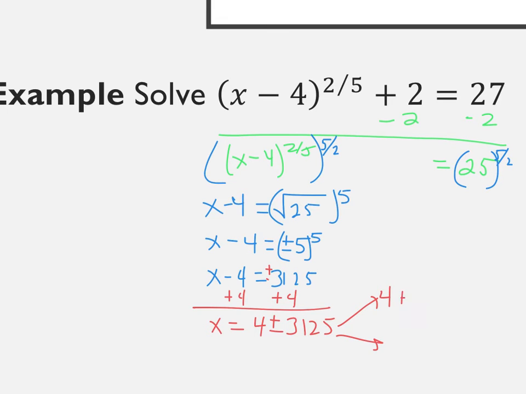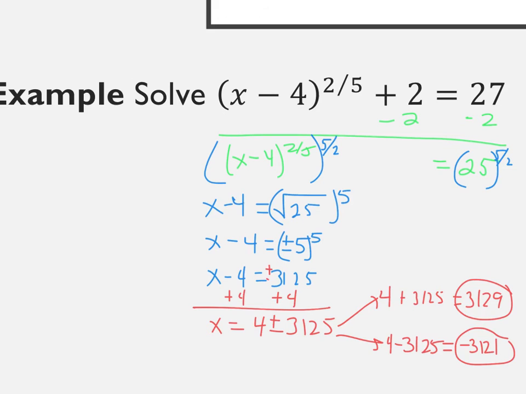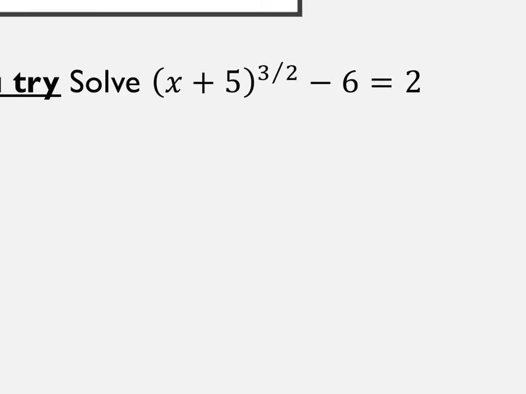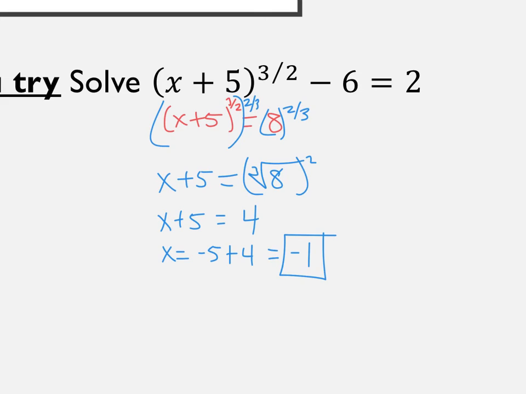So I want you to do 4 plus 3,125 to be 3,129. And I want you to do 4 minus 3,125, which would give us negative 3,121. And in this case, this one does actually work. Both solutions are good. So we're ready to roll on. I want you to take a minute or two to try the example you tried. Okay, so in this example, you will get x to equal -1.